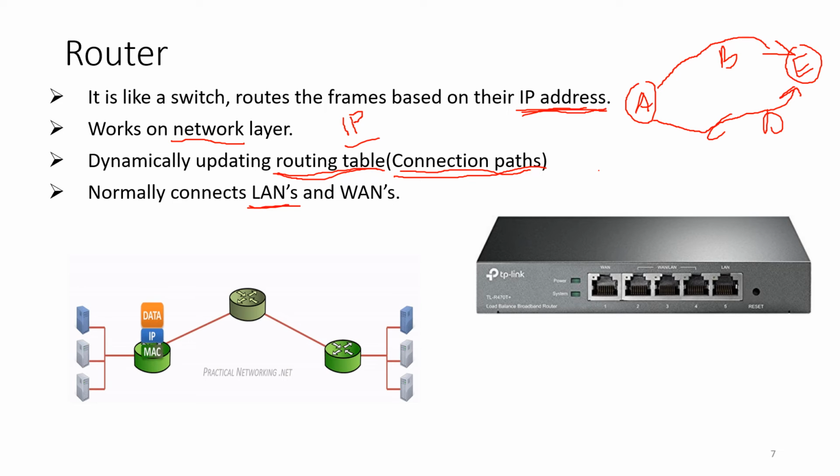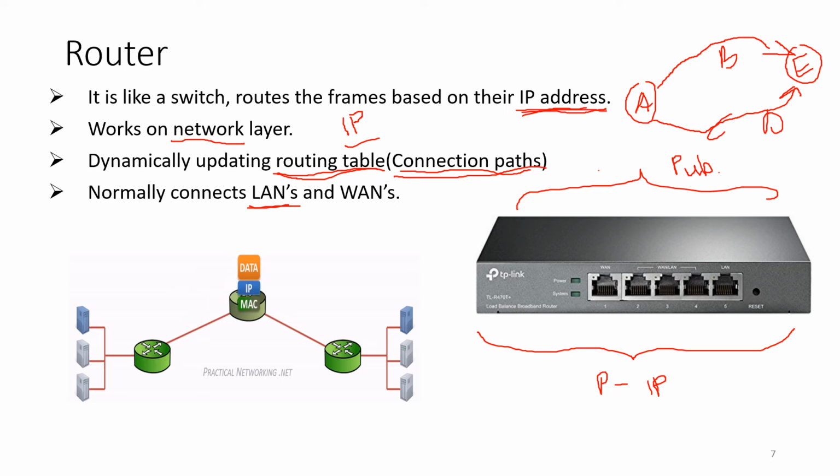Let's assume this is a router, and down below you have a private network, maybe with private IPs. At the other end it is connected to the internet via a public IP. This translation will happen in the router.